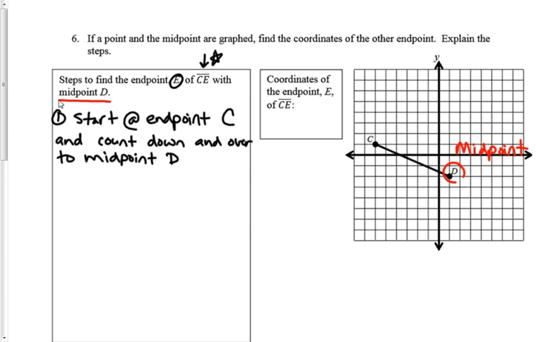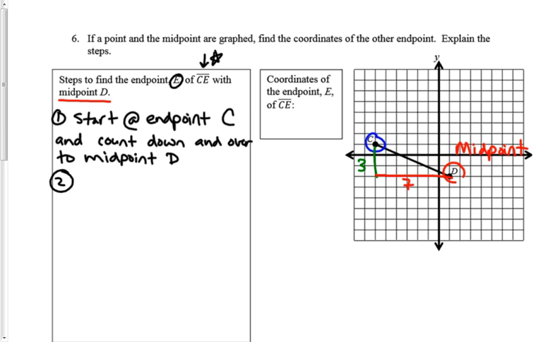So I'm going to start this time with C. I'm going to count down till I'm even with D: 1, 2, 3. I'm going to label that with a 3. I'm going to then count over till I'm even with D: 1, 2, 3, 4, 5, 6, 7. So if D is exactly in the middle, if I repeat that over again starting at D, that will locate the other endpoint for me.